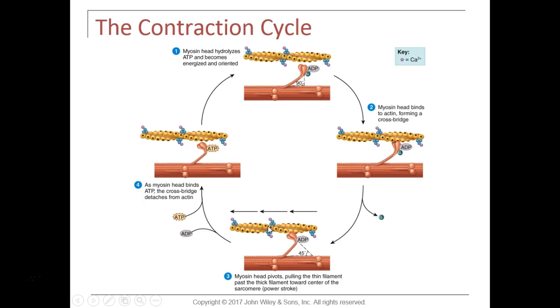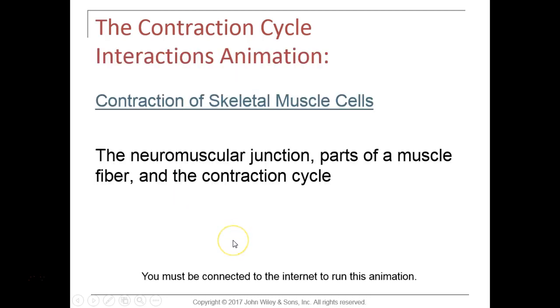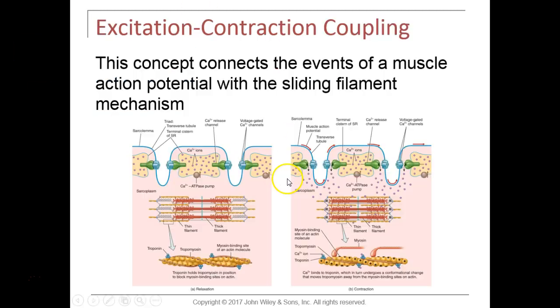So after some time, depending on the conditions, within a day or two, the body starts to get soft again. That's not because there's ATP, but because the muscle proteins start to break down. So that's what rigor mortis is. And there's a little section in your book you can read on that. All right, so I left the animation in here. You should view that on the contraction cycle. It basically covers what was just mentioned.